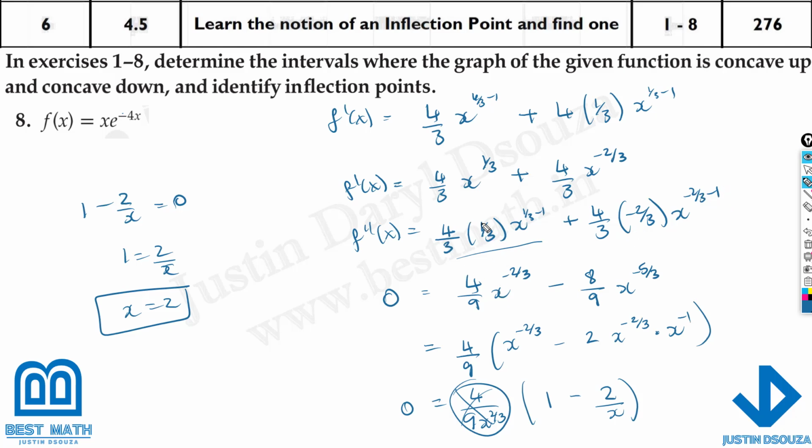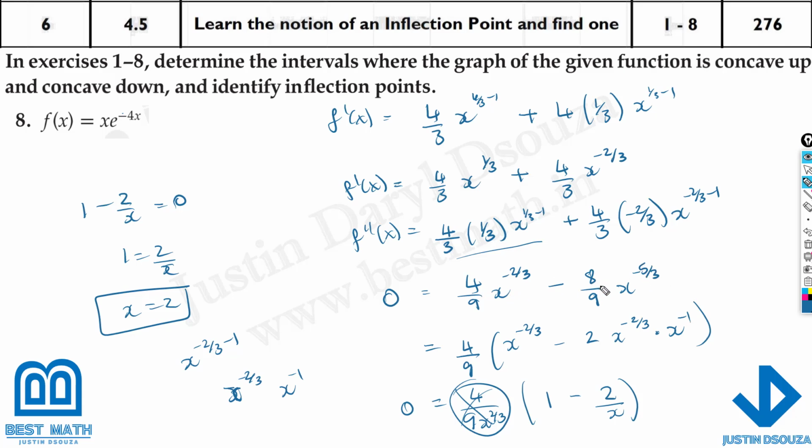Next, what we do is we multiply all the numbers. 4/3 times 1/3 is 4 by 9. Here 4/3 times minus 2 by 3 is minus 8 by 9. What about the powers? 1/3 minus 1 is minus 2/3. Here you can leave it like this because I'll just write over here minus 2/3 minus 1. You can write it as same base, minus 2/3 x minus 1. You can write it like this as well. Or if you put this in the calculator, you're going to get negative 5/3.